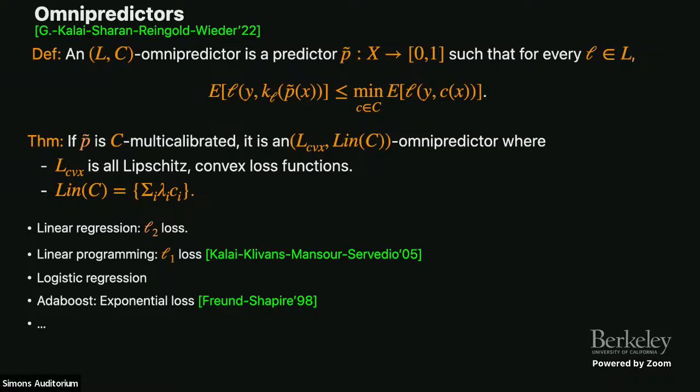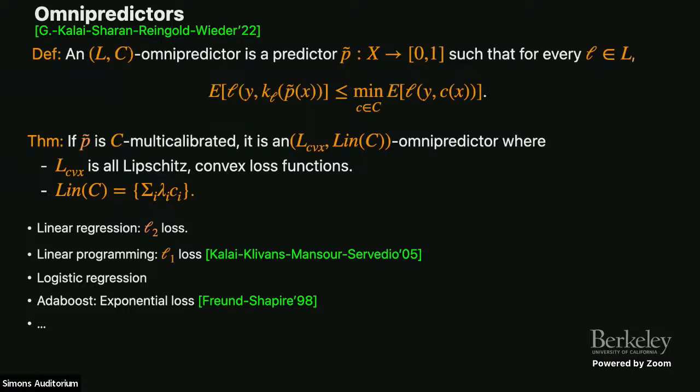I could go on and on. Well, actually, no, I don't know any other loss functions, but I'm sure there are other loss functions out there that people have thought about. The point is now, just by running the multi-calibration algorithm and then doing the right post-processing, you can compete against each of these algorithms for their chosen loss, and you're doing at least as well. So that's the power of this result.